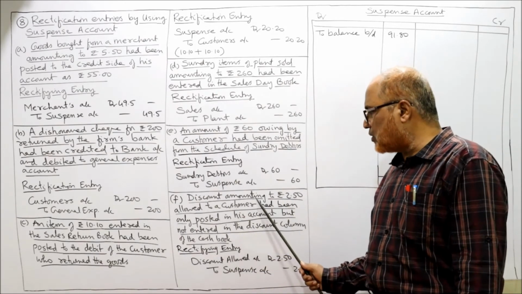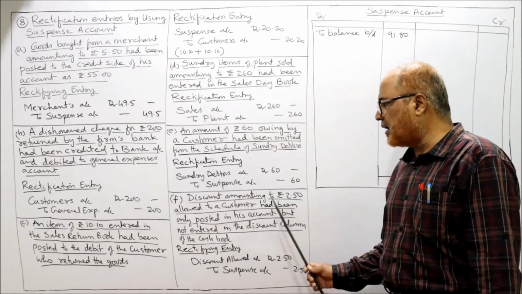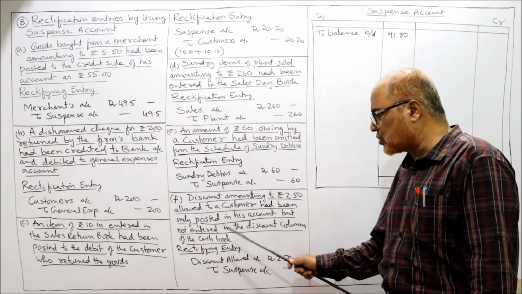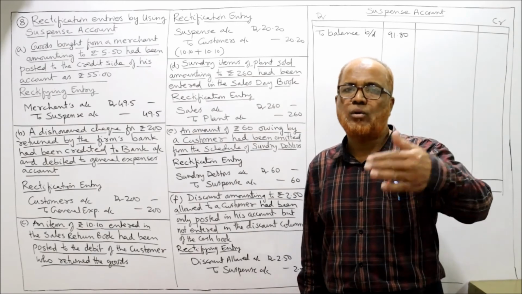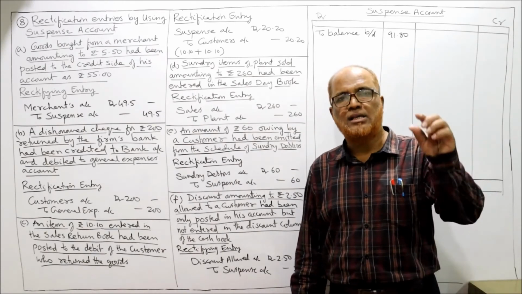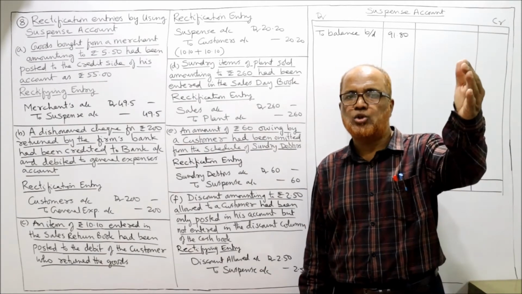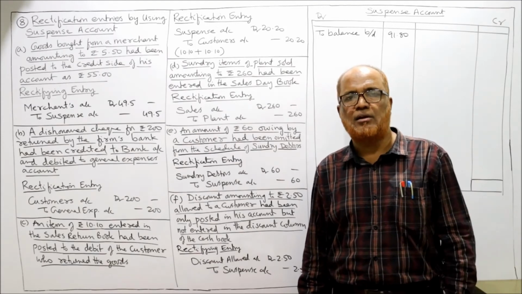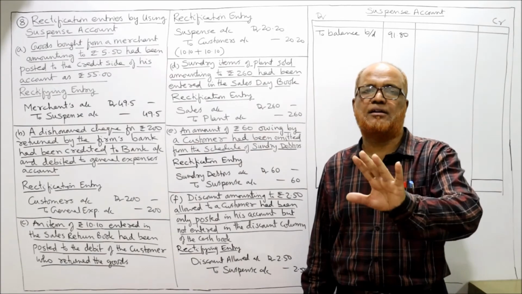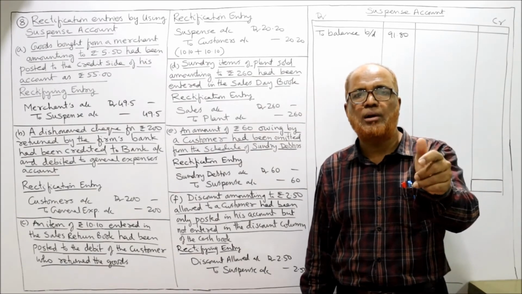Next one, discount amounting to rupees 2.50 allowed to a customer had been only posted in his account but not entered in the discount column of the cash book. The entry will be discount allowed account debit to customer's account. Discount allowed should be debited, customer account should be credited. What it is saying is customer account is rightly credited. There is no mistake.